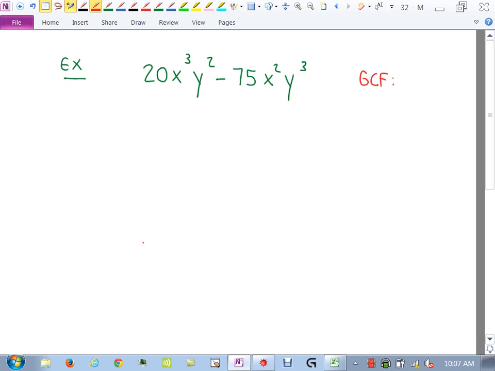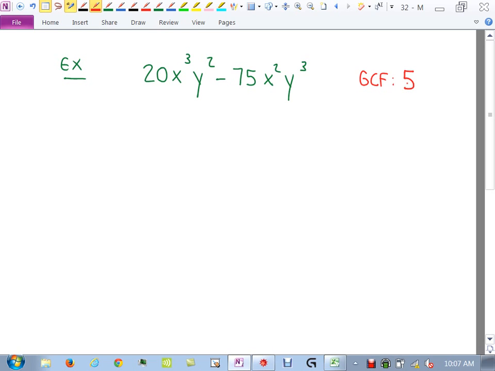So everyone's saying 5. 5 goes into 20. 5 goes into 75. Okay, so let's go with 5. Let's try it. All right, what about the x's? How many x's will be in my GCF? The most that appears in all terms. So the first term has 3 of them, right? The second one only has 2, though. So how many can I put into my GCF?